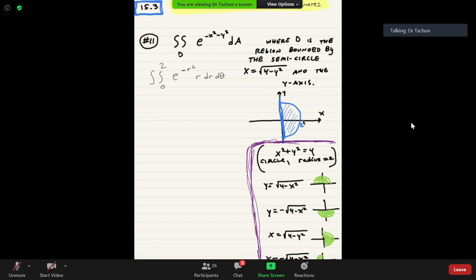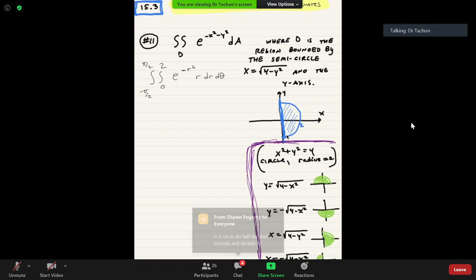Okay, so 0 to 2 for the inside bounds, okay? Now the outside bounds, here's where you've got to be careful, okay? You've got to be careful with this one, right? So the outside bounds, well, you're going from here to here. Now where is from here? Going to have to call that negative pi over 2 to pi over 2, okay?